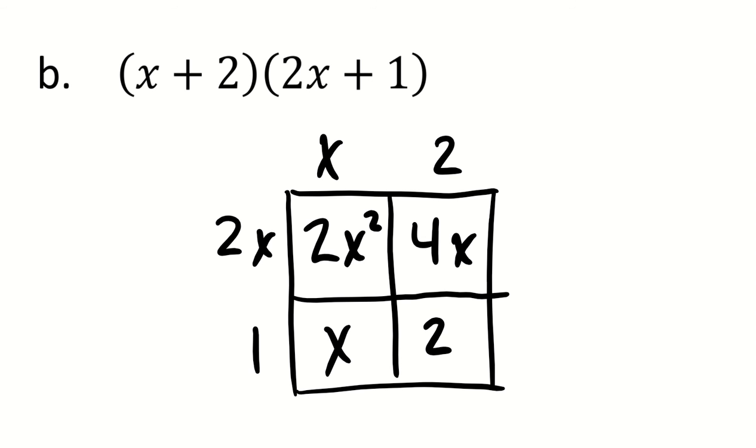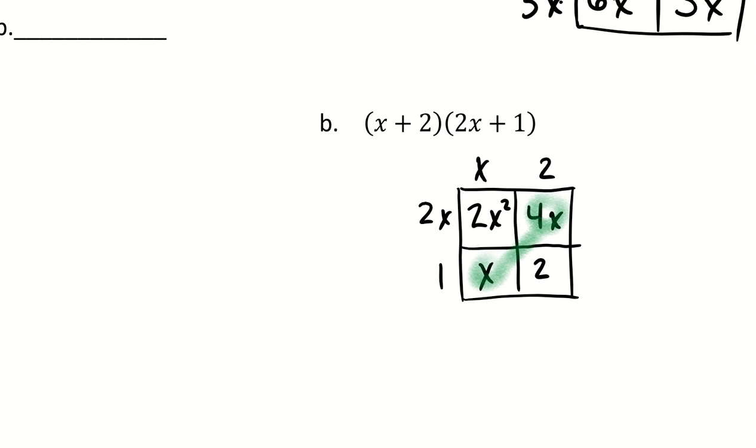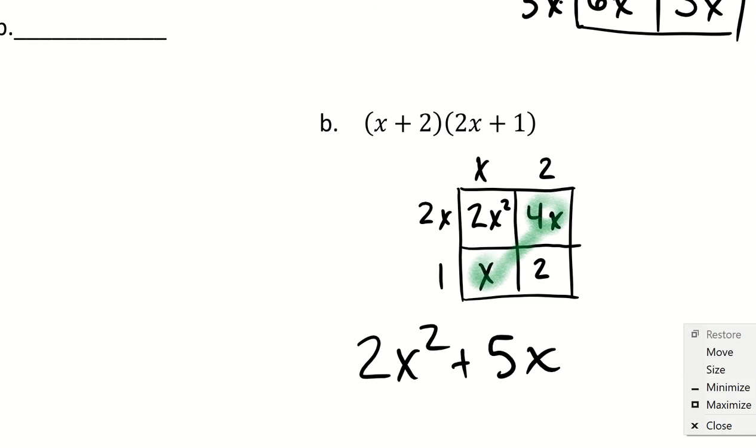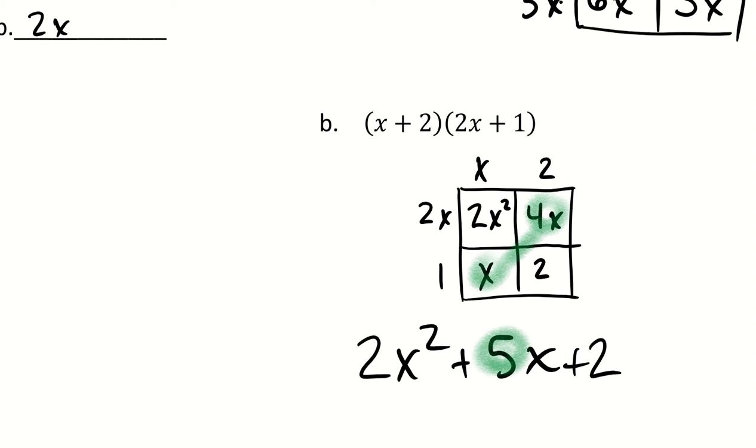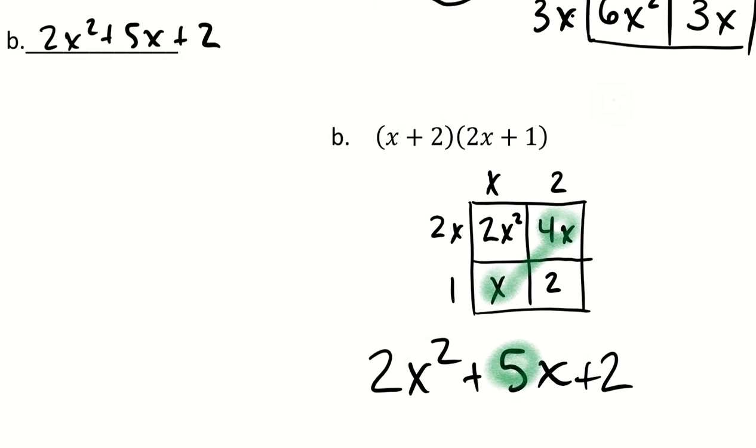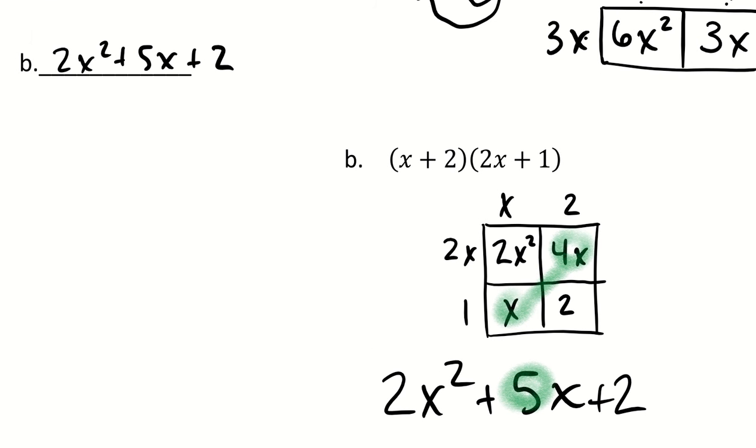One thing that I do notice is that I do have two like terms, right? I've got a 4x and an x. So these can be combined via addition. So my final product would be 2x squared plus 5x's, right? Those are the things in green. That's an x plus a 4x. And then finally, I've got the plus 2. And I'll just write that up here as well. 2x squared plus 5x plus 2. All right, that's it.